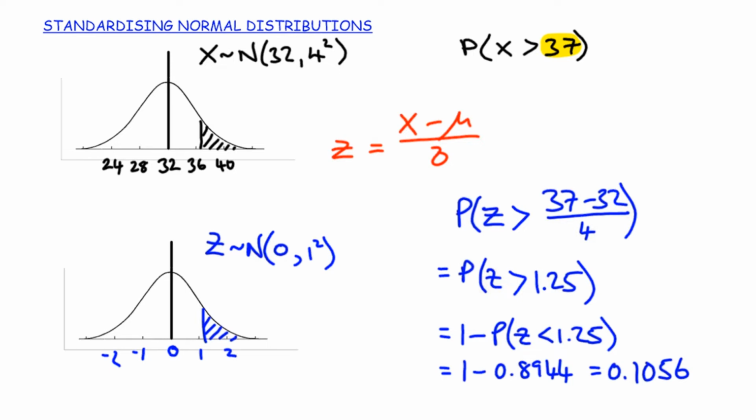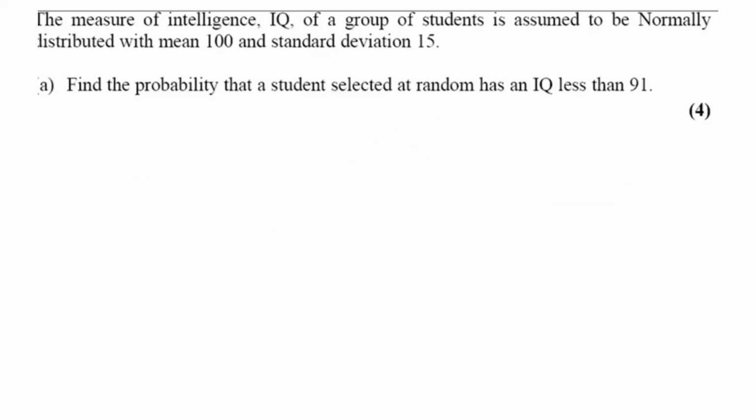we particularly want to work with. And then we can make use of the tables and work out from there. Okay, so let's add some context to that now. We'll go for this question. The measure of intelligence, IQ, of a group of students is assumed to be normally distributed with a mean of 100 and a standard deviation 15.